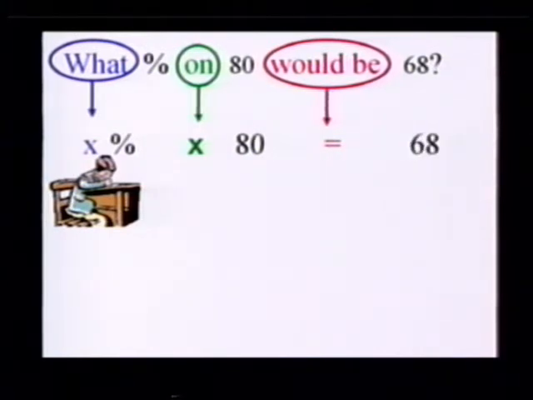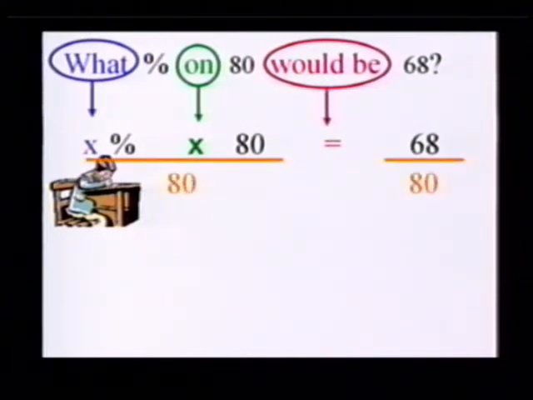Okay, so why did we cover that before? Well, let's get rid of the 80, dividing both sides, because we're trying to get that x by itself. Okay, now that's what we were talking about. We've got to divide 68 divided by 80. And we get 0.85, okay?